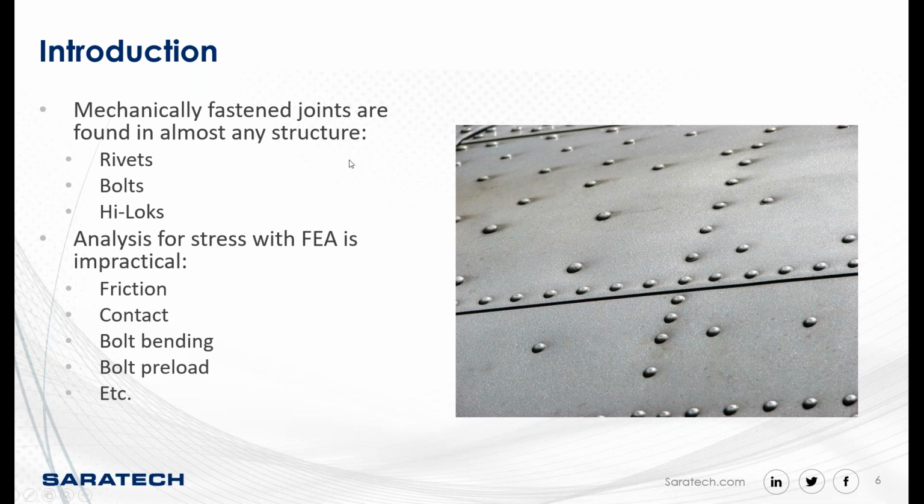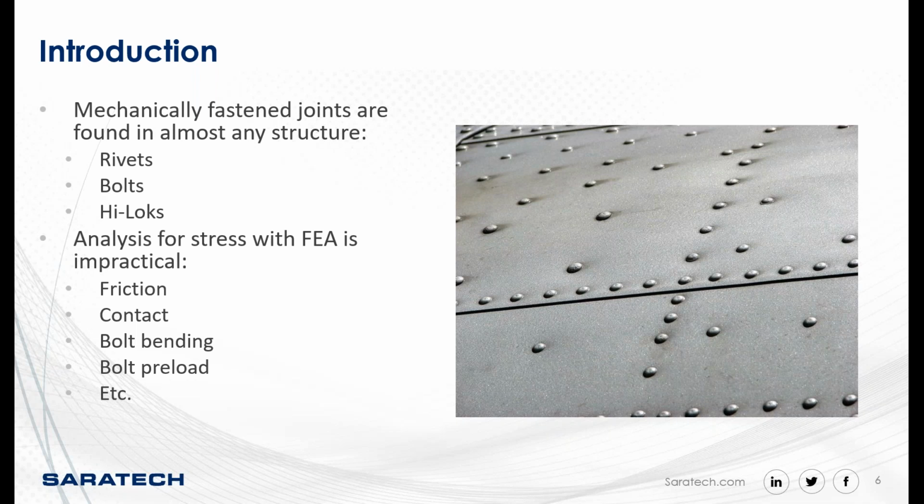So mechanically fastened joints are essentially found in almost any structure. They can be in the form of rivets, bolts, Hi-Loks, and so forth. Basically, anytime you have to connect two pieces together, you can either bond them, weld them, or mechanically fasten them. And so having mechanical fasteners is kind of key to any structural analysis.